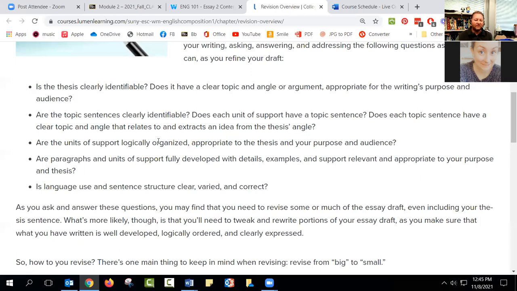So think about how best to organize all the internal support, and then step back and look at it a little bit broader: how best to organize your paragraphs, right? And then again, are they logically organized and do they support your thesis statement?